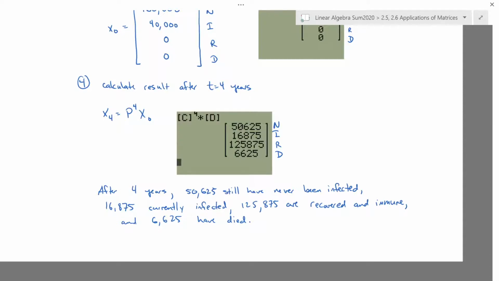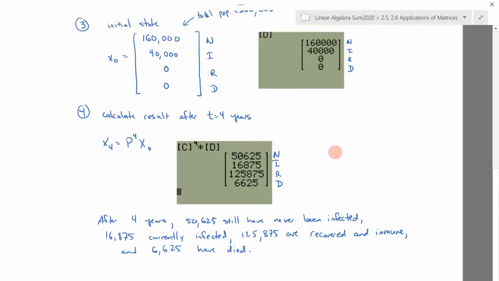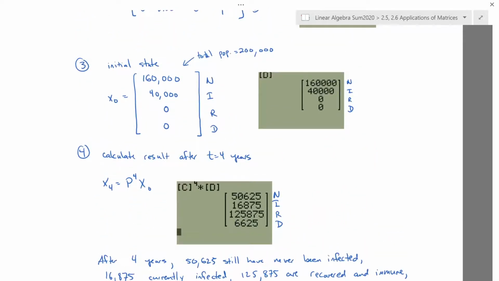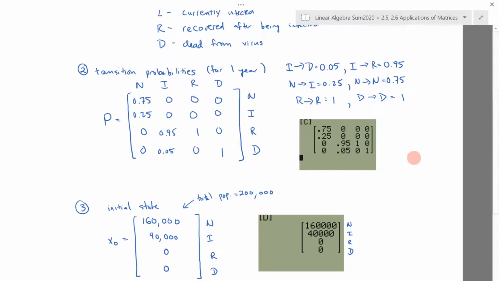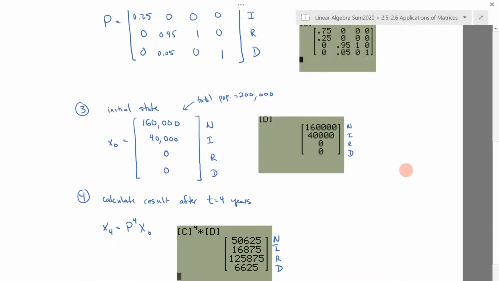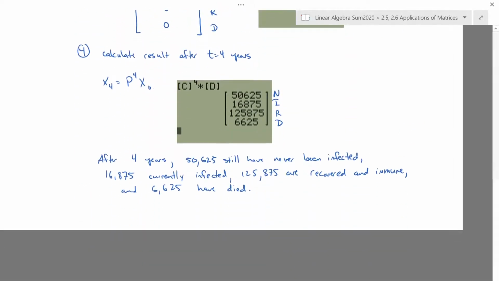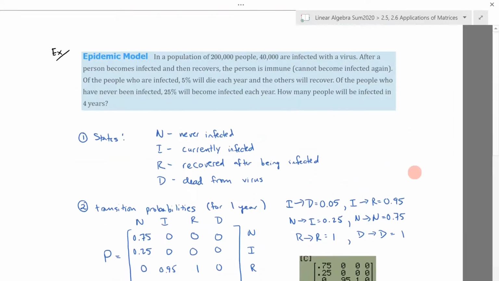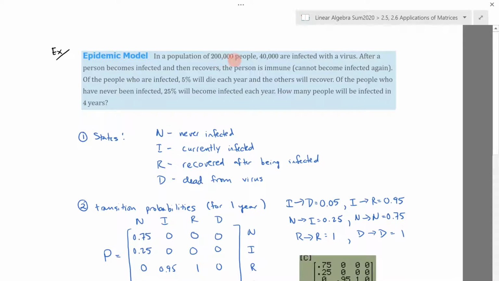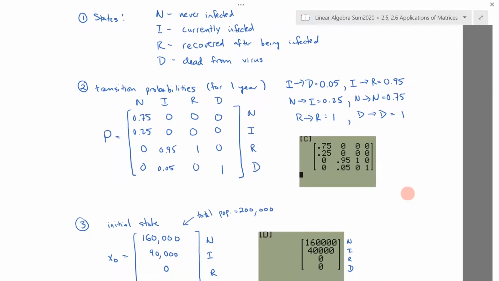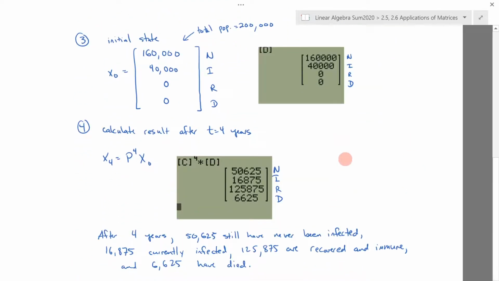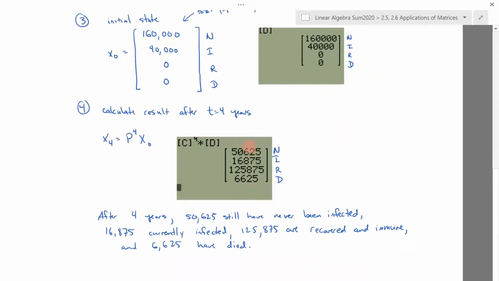Okay, so this was again an example of using a stochastic matrix to model how a virus spreads through the population. Right, so you can imagine you can change the population, what the initial state is, what the different probabilities are in terms of recovering and dying and so on, and you can see how that changes the modeling of the different states over time.